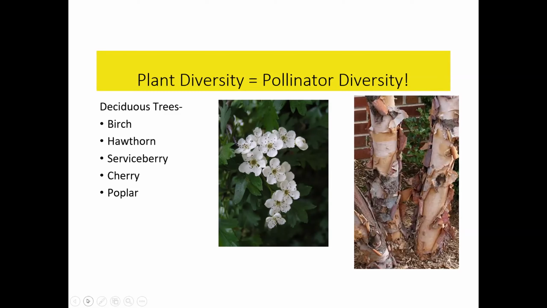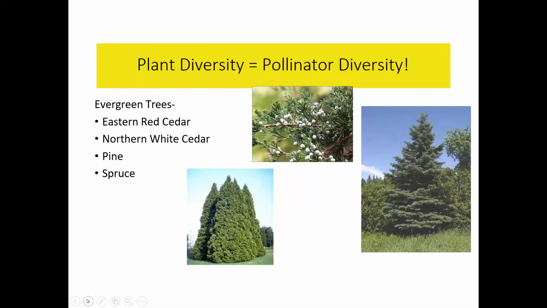And what's nice about birch trees is a lot of species of birch have exfoliating bark. And this is a good place for egg laying. It's a good place to overwinter, a place to pupate. So that provides shelter for a lot of our pollinating species. Evergreen trees are good, not necessarily as food plants, but as shelter because they're often very dense. So eastern red cedar, or sometimes known as juniper, northern white cedar, also known as arborvitae, pine and spruce, all provide shelter for pollinating insects.